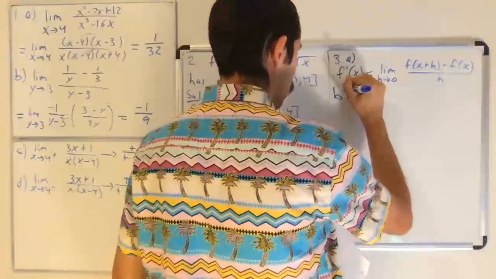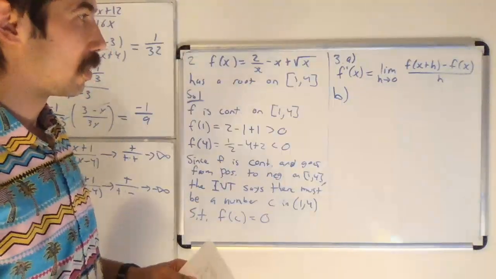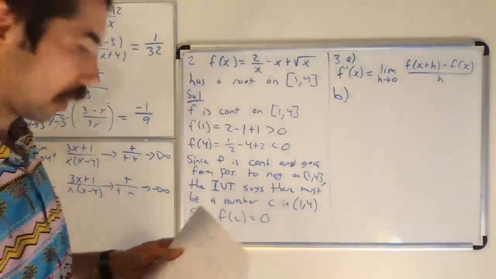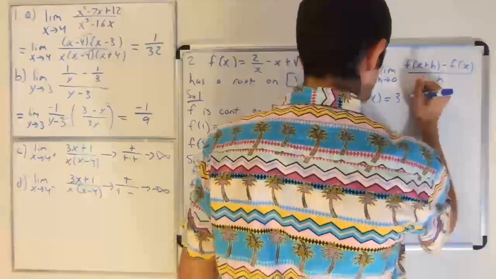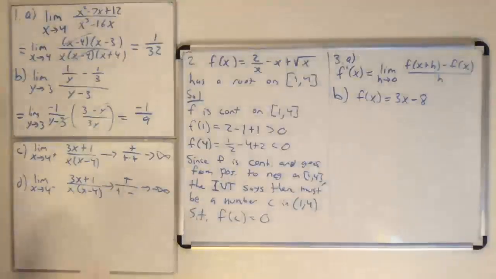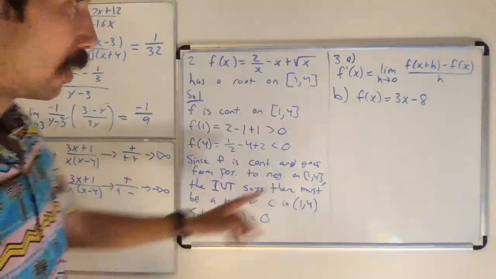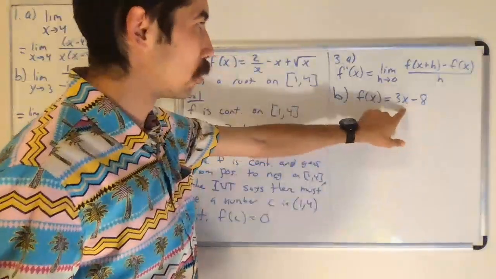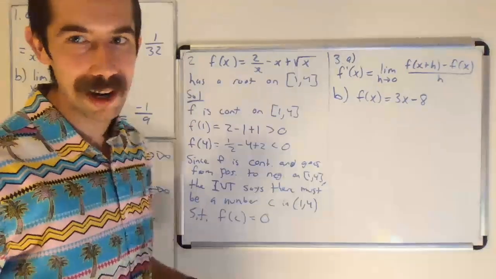And then for B, we want to use this definition to find the derivative of f of x equals 3x minus 8. Okay, so we want to find this derivative using the limit definition. We can find its derivative using the power rule, and we know the answer is going to be 3. So if we get 3 as our answer, we did something right.